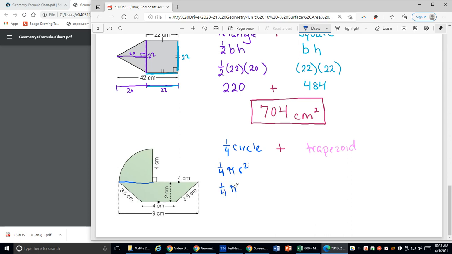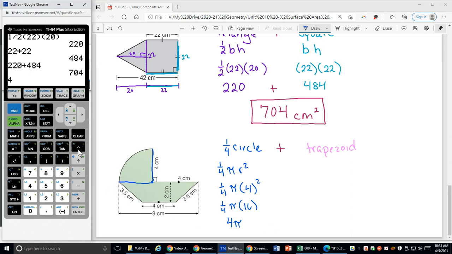1/4 pi. My radius is 4. So that's going to be 1/4 pi times 4 squared, which is 16. 1/4 of that is 4 pi. Okay. If you're not sure, remember to use your calculator, right? 4 squared is 16. Then I'm going to do 1/4 of that. 16 is 4. So 4 pi. I never put the pi in the calculator, so I still have to write it here.